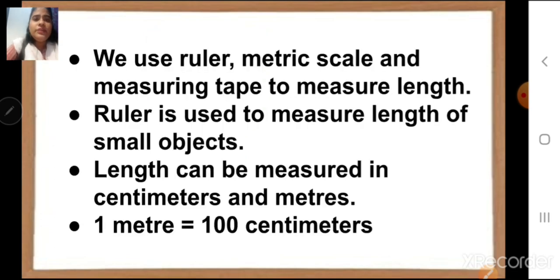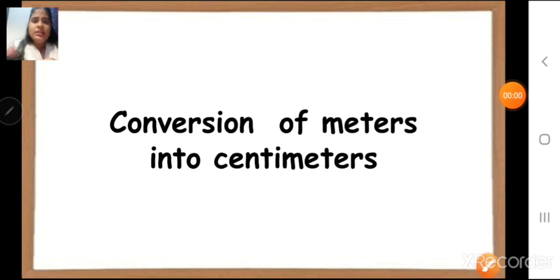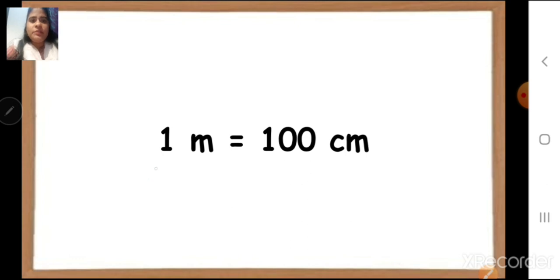Children, till now we have understood that we use ruler, metric scale or measuring tape to measure length. Then ruler is used to measure length of a smaller object, right? And length can be measured in centimeters and meters. Also, we have learned a formula, which is 1 meter is equal to 100 centimeter. Now in mathematical terms, we are going to understand the conversion of meters into centimeters. As we know, the formula 1 meter is equal to 100 centimeter.